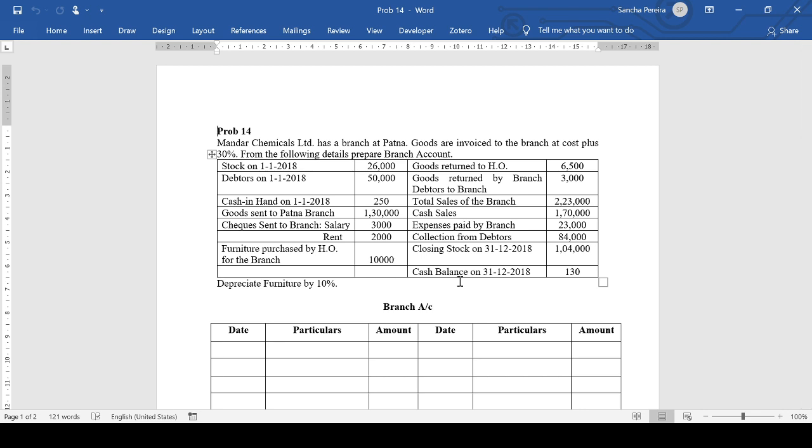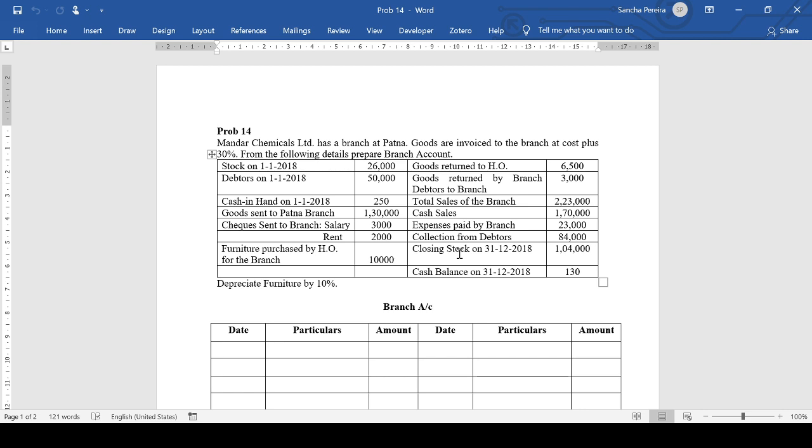Now, if you look at the cash account, opening balance is given, closing balance is given. They've also given some expenses paid by the branch. Cash sales and collection from debtors will go. I normally do not take it because we normally prepare a petty cash account, but here I will take it in the cash account. Now, when you look at the problem, it doesn't seem like anything is missing from the cash account, but once you prepare the cash account, you will notice that there is a figure missing.